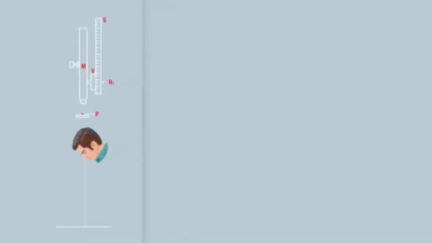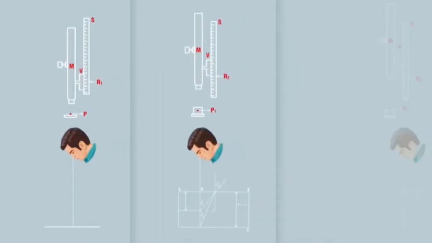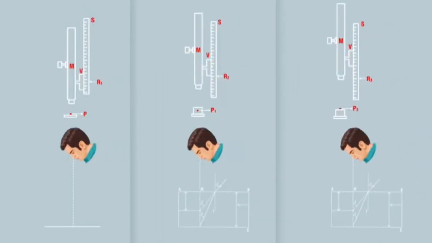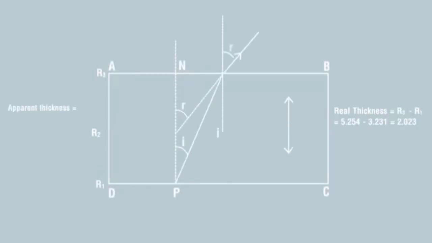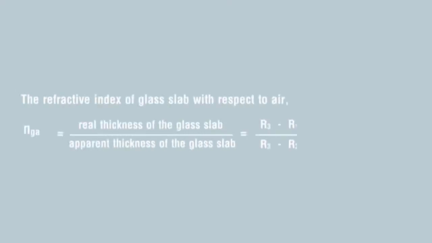Now we have got 3 readings, R1, R2 and R3. Calculate the real thickness of the glass slab as R3 minus R1. The apparent thickness of the glass slab is R3 minus R2. Find the refractive index of the glass slab as the ratio of the real thickness of the glass slab to the apparent thickness of the glass slab.